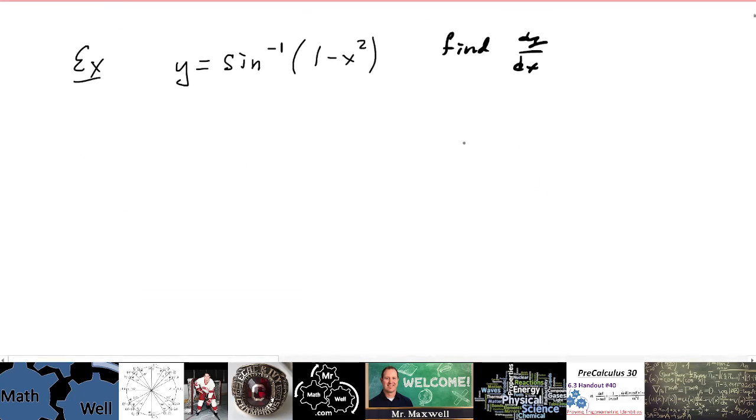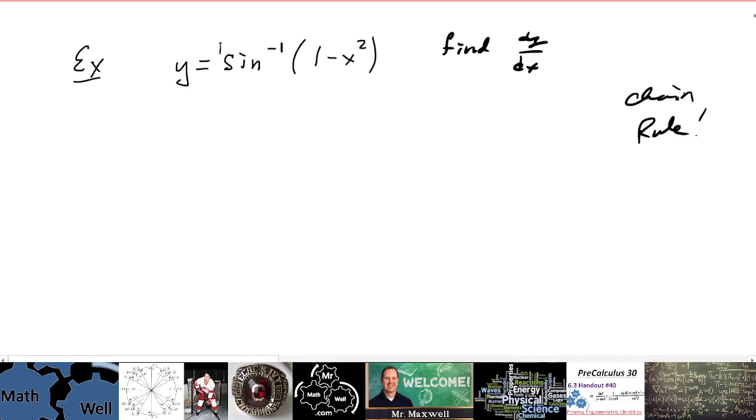All right, so let's take a look at this one here. Now, this is not just sine to the negative 1 of x, or arc sine of x. It's arc sine of 1 minus x squared, okay? Or sine to the negative 1 of another function. So if we're taking the derivative, we do have to remember chain rule. At the end, we're going to have to multiply by the derivative of this. So let's take a look.